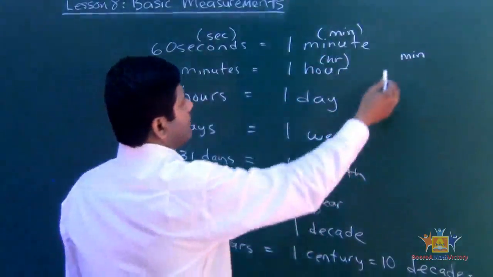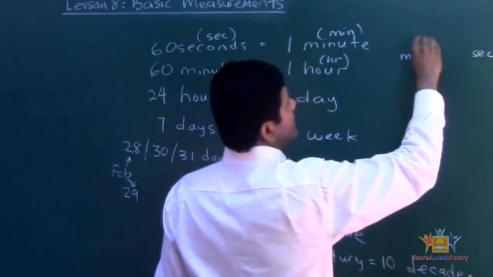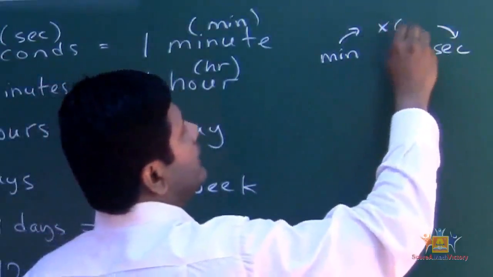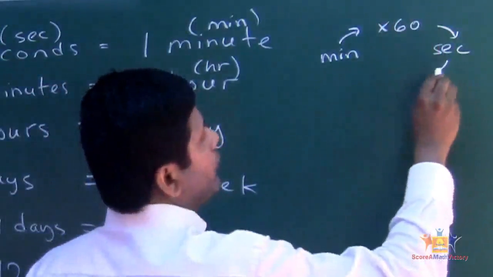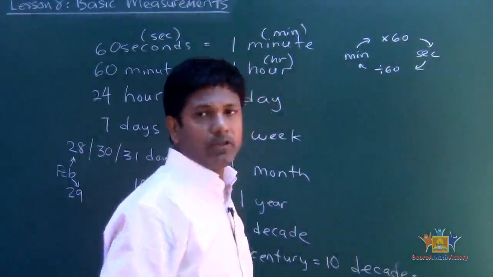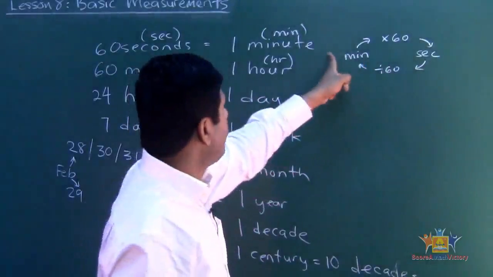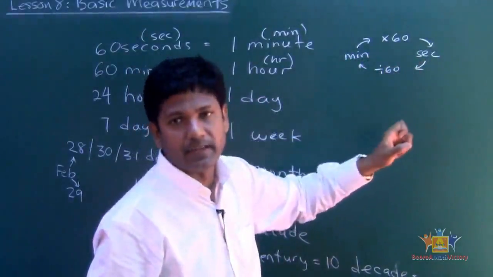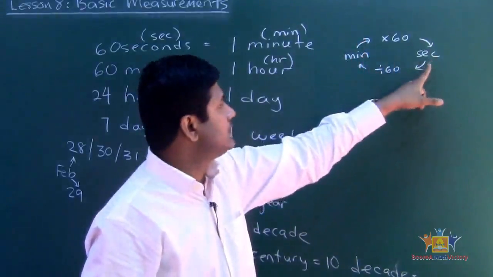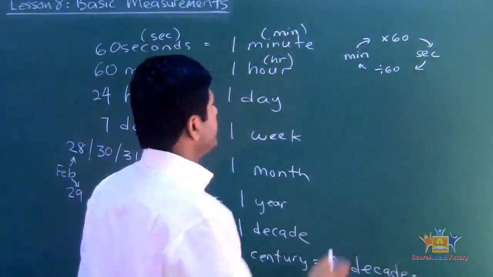So we're going to put just MI, minute, and then we want to go to second. When you go from minute to second, you multiply by 60. And when you go from second to minute, you divide by 60. Because we know that 1 minute makes how many seconds? 60 seconds. So 1 times 60 gives me 60 seconds. 60 seconds makes how many minutes? 1 minute. So 60 seconds divided by 60 gives me 1 minute. Alright, so keep in mind.